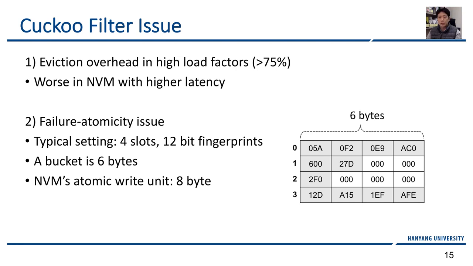Because standard Cuckoo filter uses a 12-bit fingerprint and 4 slots per bucket, a bucket is 6 bytes in size. So the bucket size is not the same as NVM's atomic write unit, which is 8 bytes. As shown here, updating a bucket may span across 8-byte boundaries, and thus the update may not be done atomically. So if the system crashes while updating a bucket, Cuckoo filter may be in an inconsistent state.